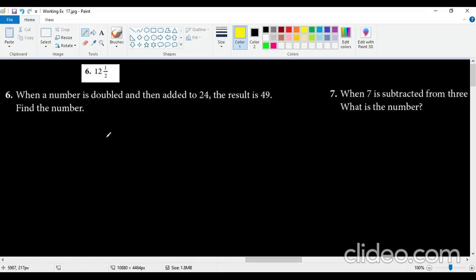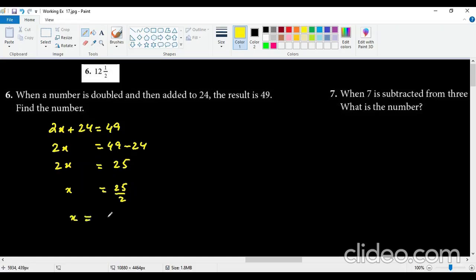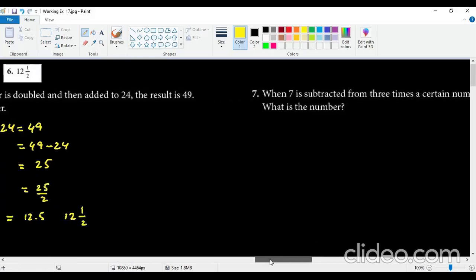Now it says when the number is doubled and added to 24, it equals 49. That means 2x equals 49 minus 24. So 2x is going to be equal to 25, and then x is equal to 25 over 2. That means x is equal to 12.5, or you can write 12 whole 1 over 2. Both are correct answers.